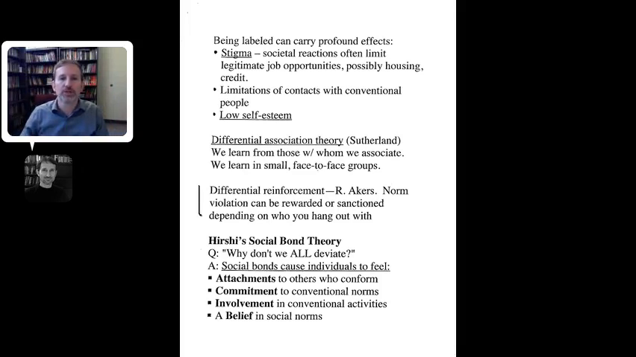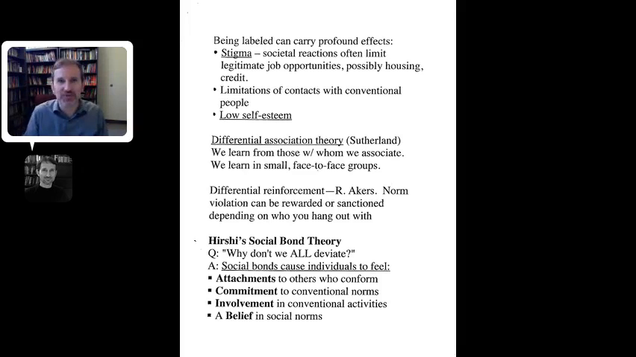So the notion here, norm violation can be rewarded or sanctioned depending on who you hang out with. Maybe you hang out with a group of people who think, generally acting deviant is cool, but if you shoplift from a local store, they may say, hey, that's not cool, that's going to hurt that small business, and we like that store. So you learn not to do it in that context.